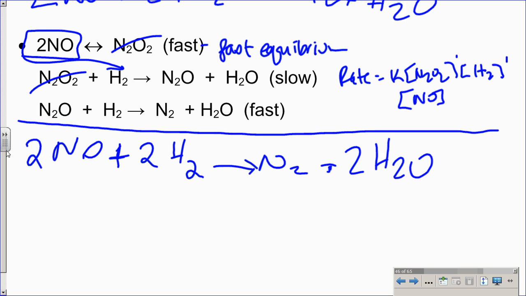NO squared, right? NO squared, and then H2. Is that what you're looking for in your rate law? Yeah. Okay, so technically, this is a viable mechanism.